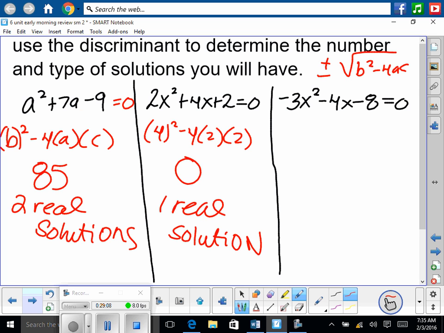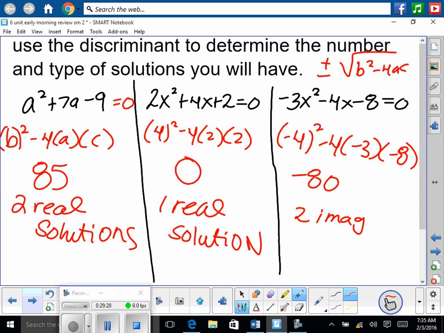So then, if you calculate this one, you'll be doing negative 4, b squared minus 4 times a times c. Negative 80, yep. So we got negative 80. So in this one, our discriminant's negative. So yeah, we would have an i. But this is our discriminant, and we know we'll have 2 imaginary solutions. Questions on those ones? Okay.